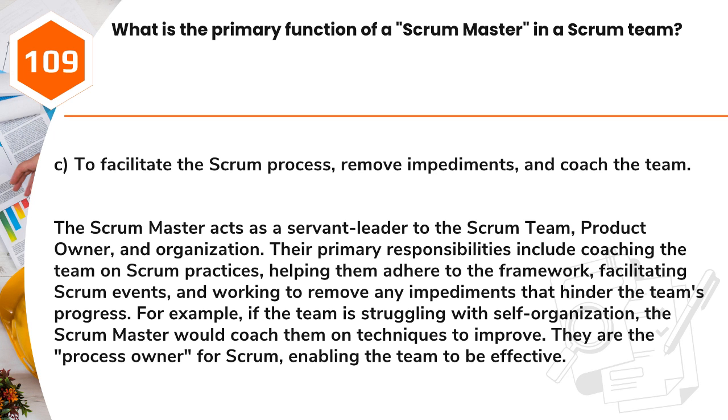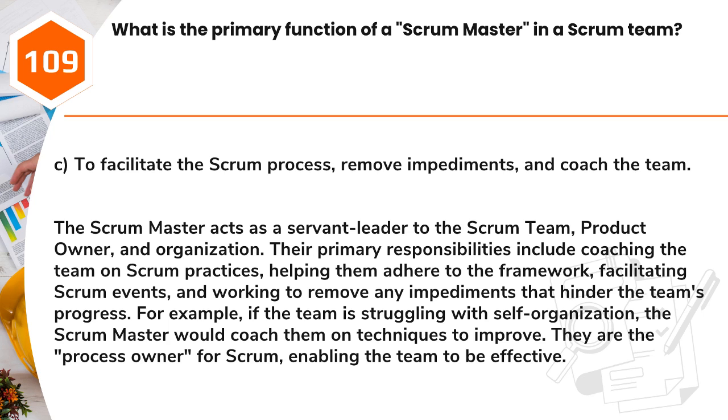Answer: C. To facilitate the Scrum process, remove impediments, and coach the team. The Scrum Master acts as a servant leader to the Scrum team, product owner, and organization. Their primary responsibilities include coaching the team on Scrum practices, helping them adhere to the framework, facilitating Scrum events, and working to remove any impediments that hinder the team's progress. For example, if the team is struggling with self-organization, the Scrum Master would coach them on techniques to improve. They are the process owner for Scrum, enabling the team to be effective.